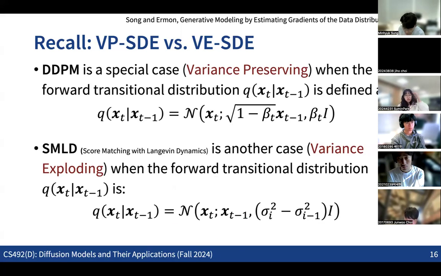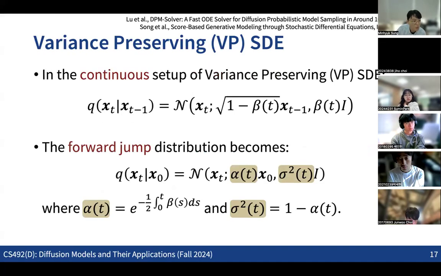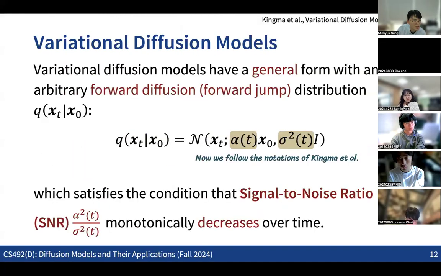So you can see that there are actually multiple ways to define diffusion models. The only thing is that we need some kind of default transition distribution that satisfies this condition. The signal-to-noise ratio, the scaling term over the variance, should be monotonically decreasing. This is the only condition, and we can think about multiple ways to define a diffusion model.